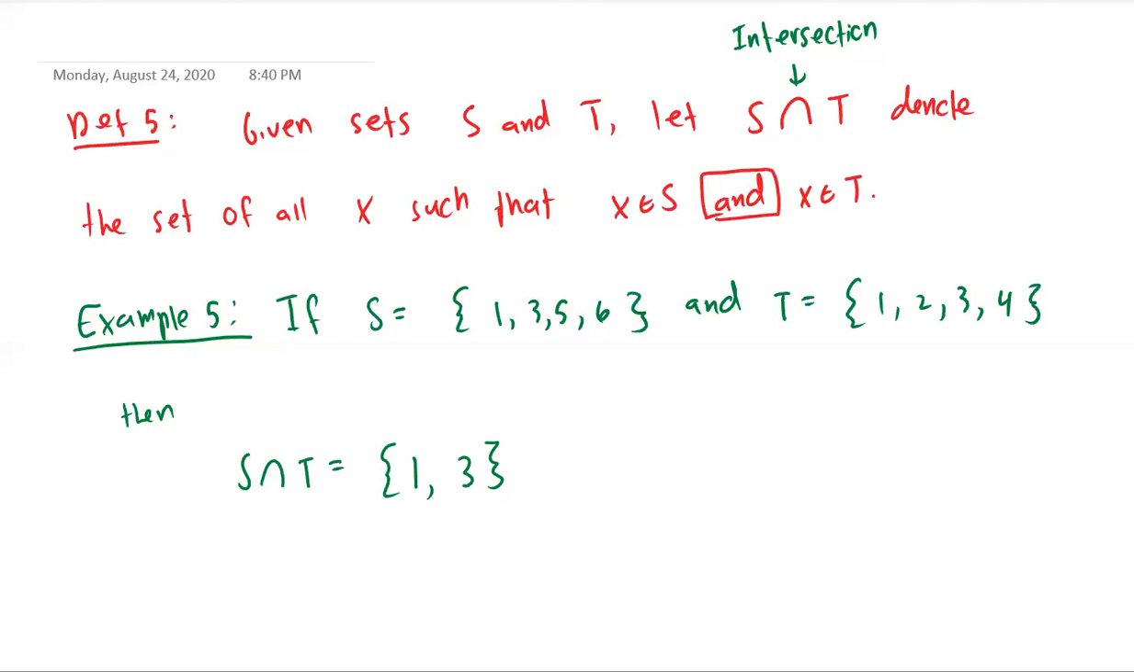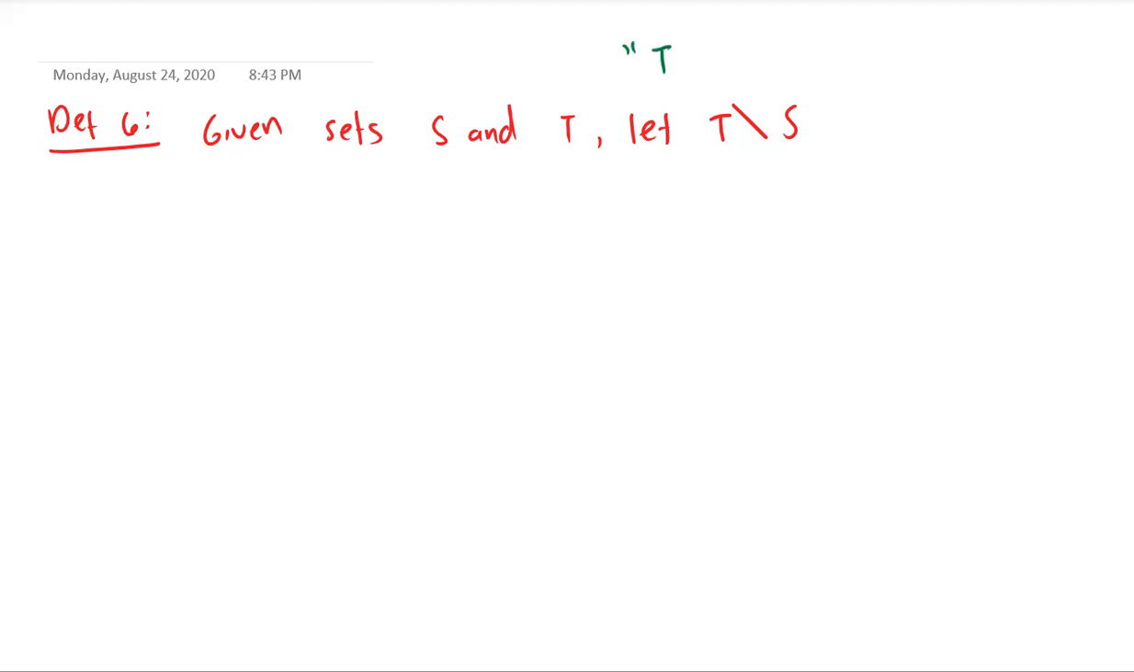Now, one more set operation to introduce. This is going to be called the set minus operation. So definition 6. Given sets T and S, let T, and then you do this line like this, S. It's a slash, right? So T slash S, and you read this as, so this one's a little bit harder to read, we read it as T set minus S.